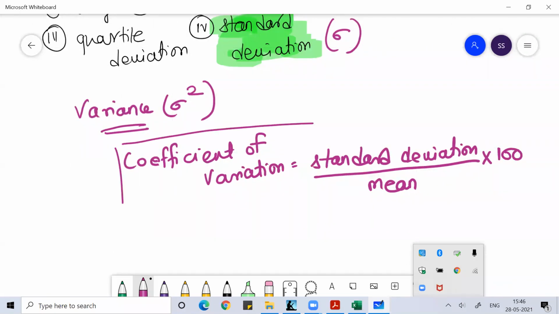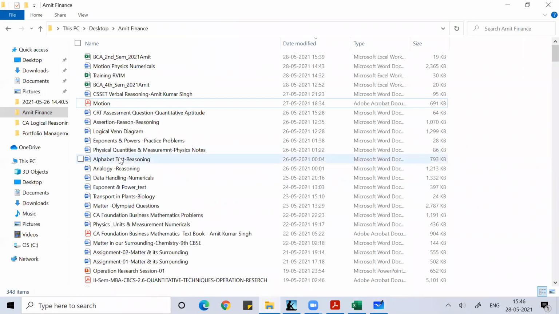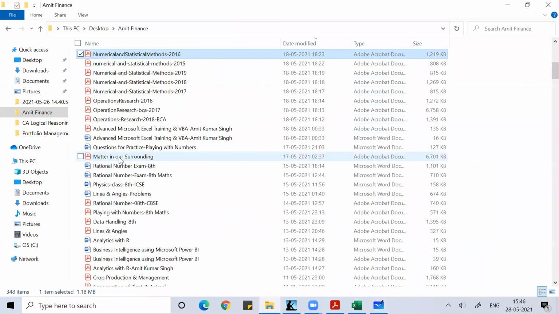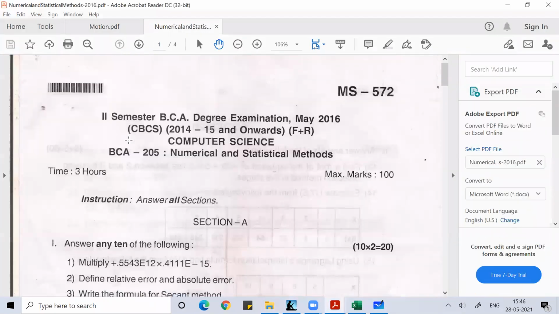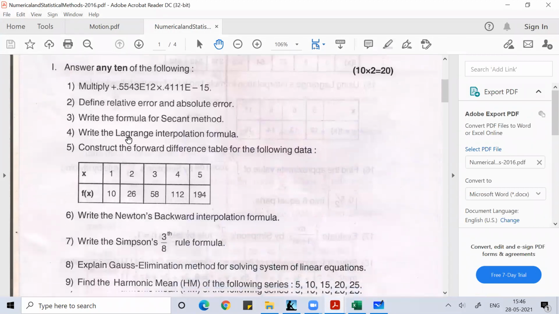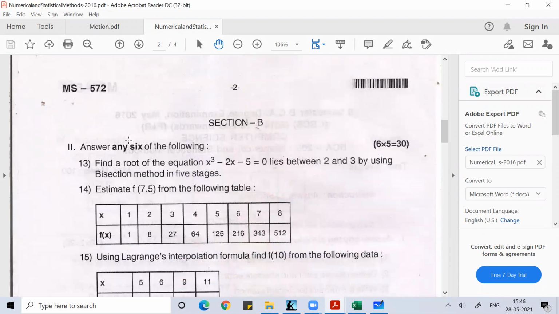Very important too. So you will definitely get one question either on coefficient of variation, standard deviation or variance. A 2 marks question comes based on this formula only, guys. If I open the numerical statistical method question paper, let me see if there's any question based on this formula.